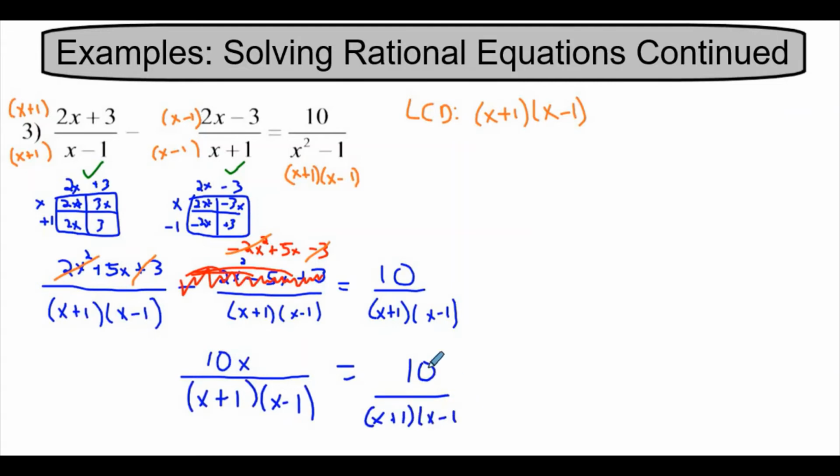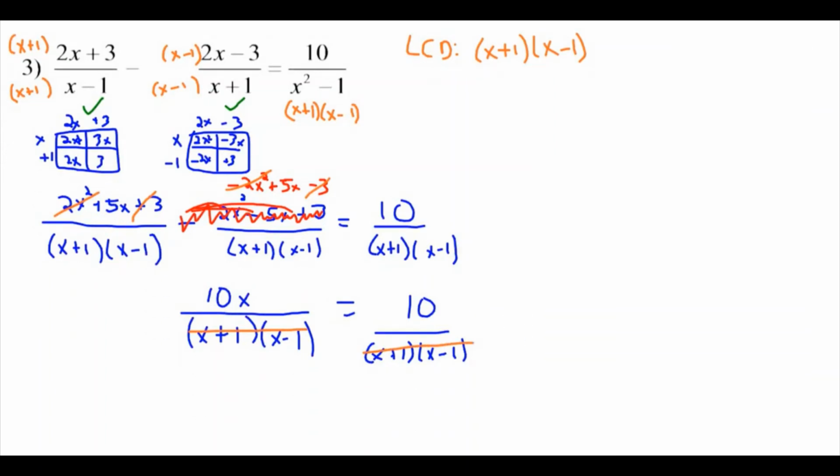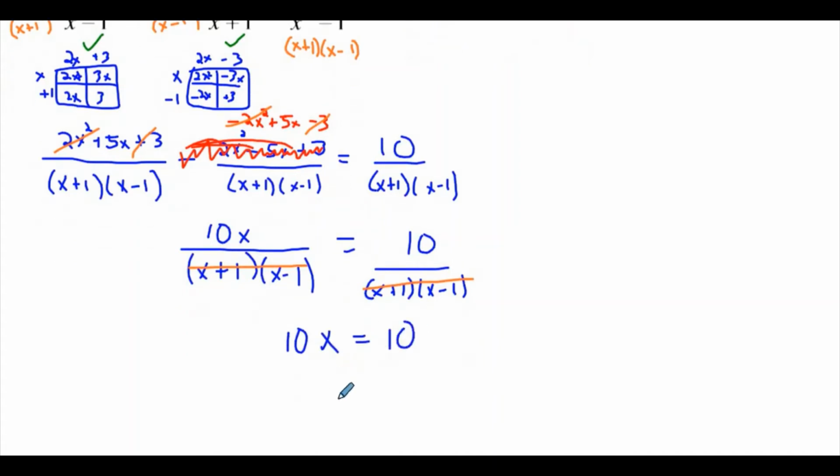Okay, so now, due to the multiplicative property of equality, meaning if I multiply both sides by this, it'll cancel, and same thing here, it'll cancel. If you know what you're doing, you can just cross these out as long as somebody asks you, what are you doing there? That's the multiplicative property of equality. So now I have 10x equals 10, pardon me. So x will equal 1. And I did that, of course, by dividing by 10 on both sides.